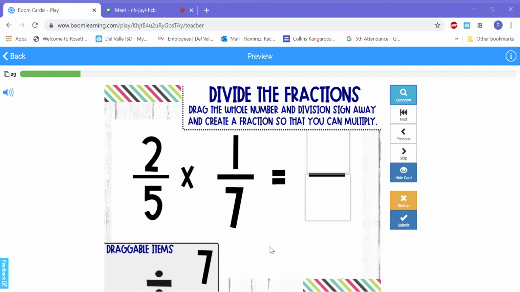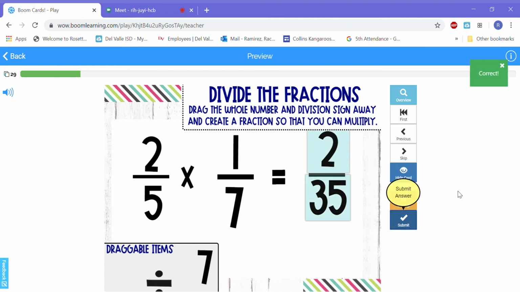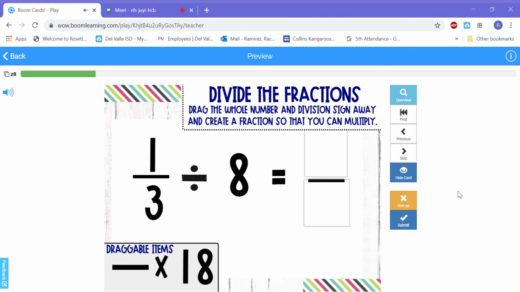Okay, then we just multiply across. Numerator times numerator. 2 times 1 is 2. 5 times 7 is 35. So let's see if that is correct. That is. Move on to the next one.